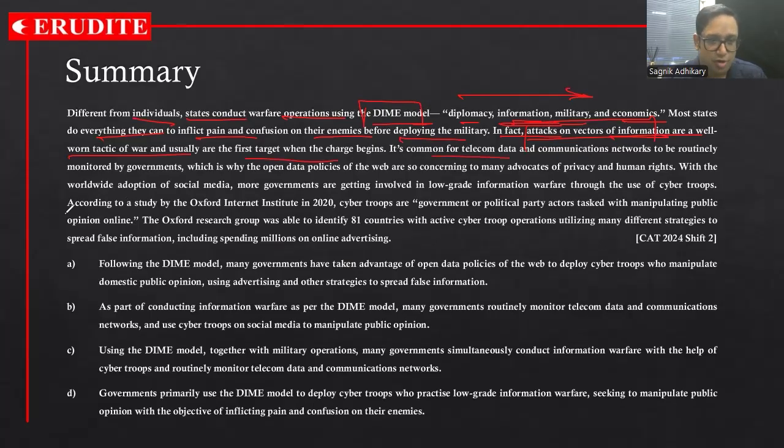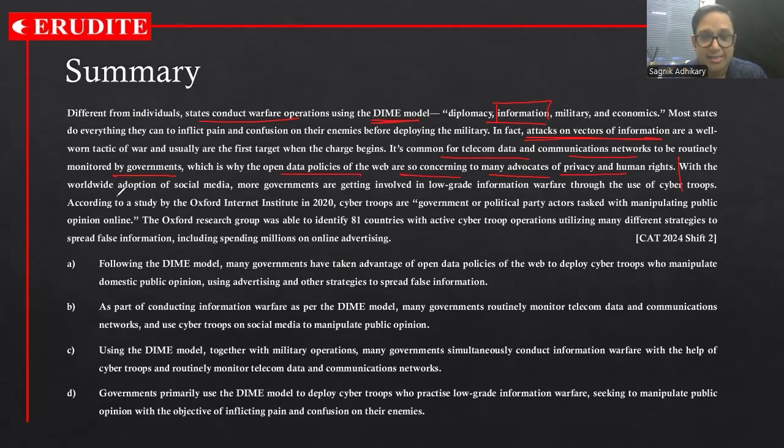So then we see, after all of this is mentioned, we establish first that there is the DIME model. This is how states conduct warfare operations, where they target information, attacks on vectors of information. Then we see how this is done. There are three aspects given, three ways in which information targeting is conducted. First one, it is common for telecom data and communications networks to be routinely monitored by governments, which is why open data policies of the web are so concerning to many advocates of privacy and human rights.